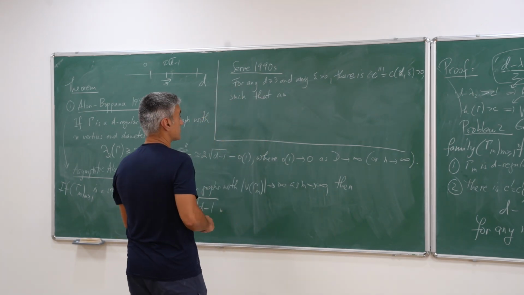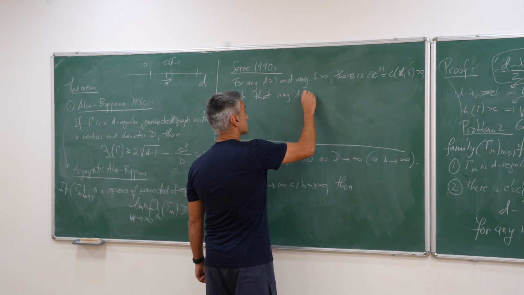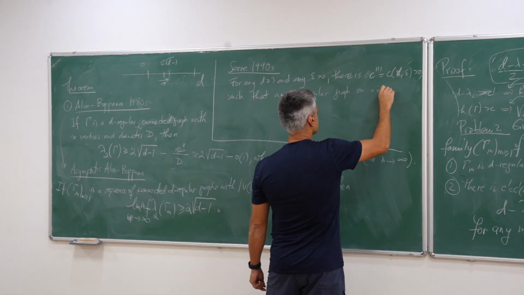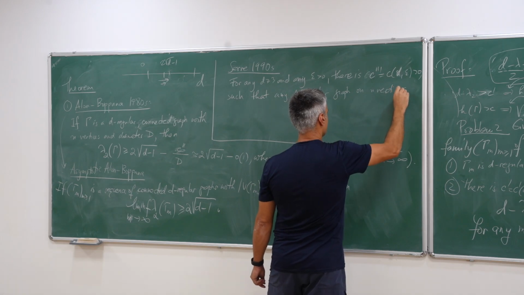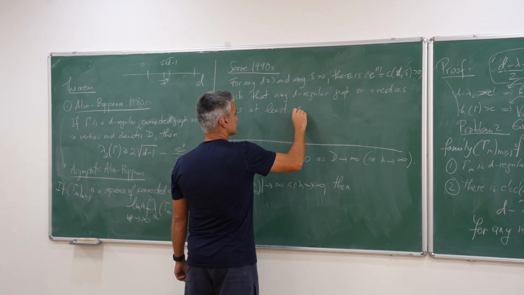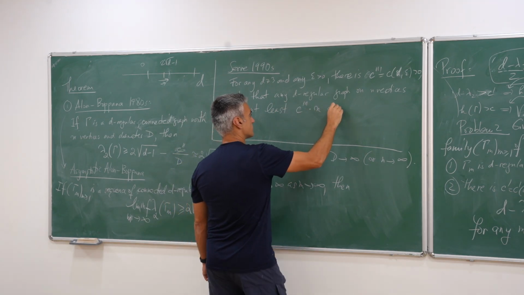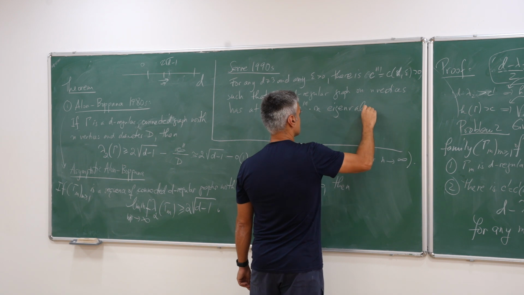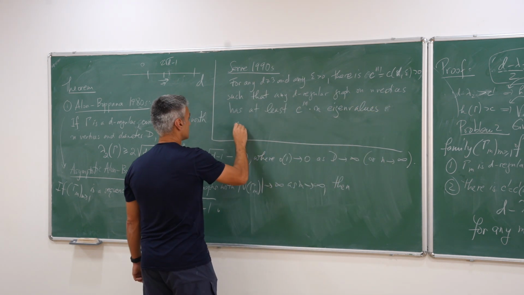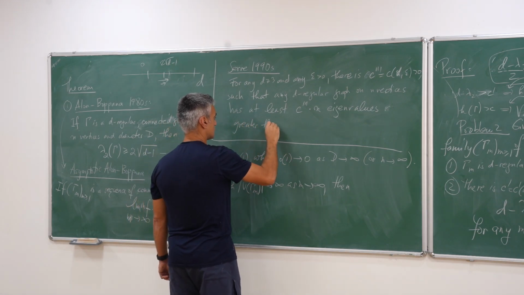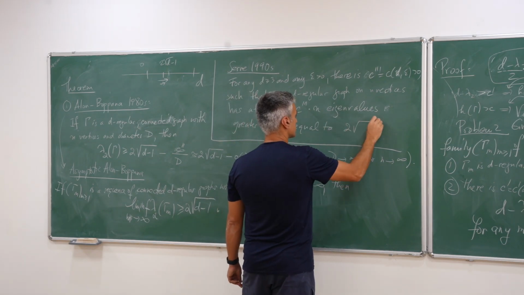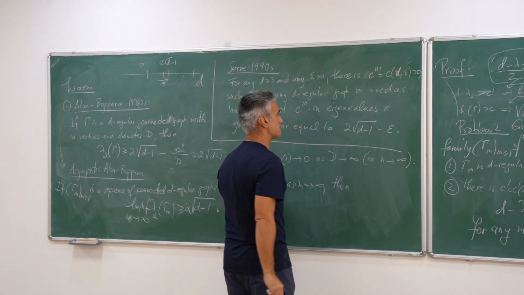So there is a positive constant such that any d-regular graph on n vertices has at least this C triple prime times n eigenvalues greater than or equal to 2 square root of d minus 1 minus epsilon.